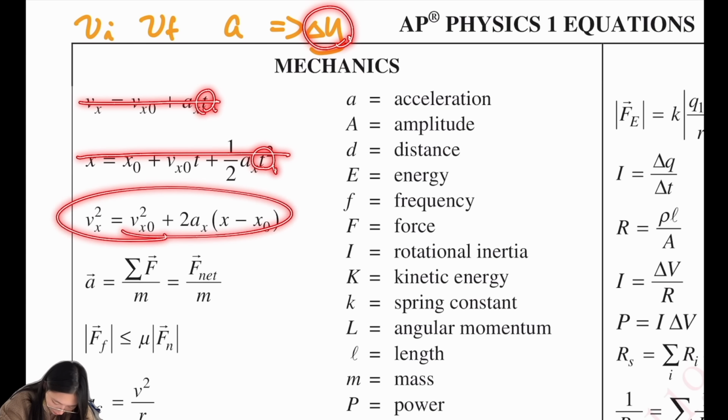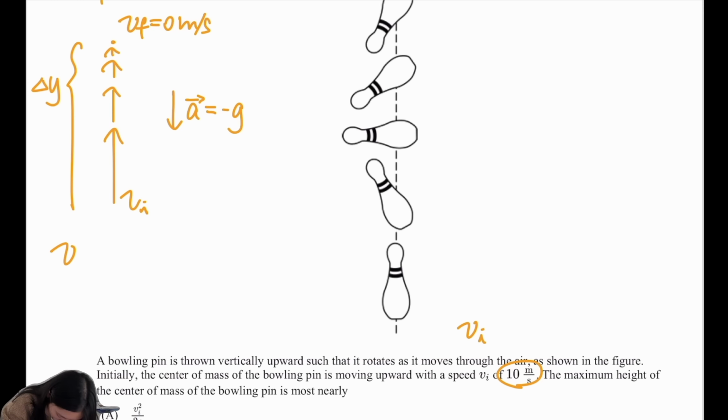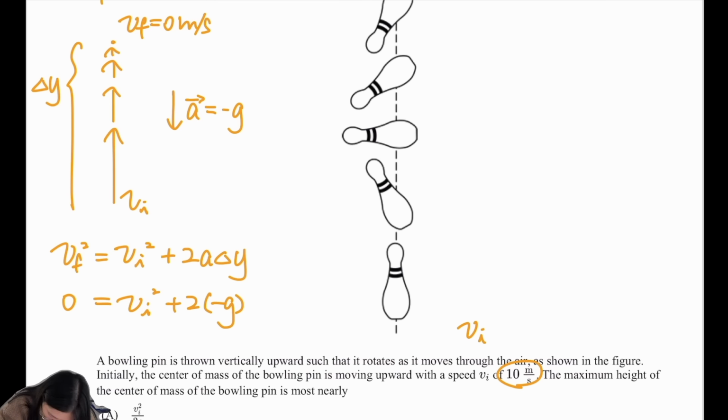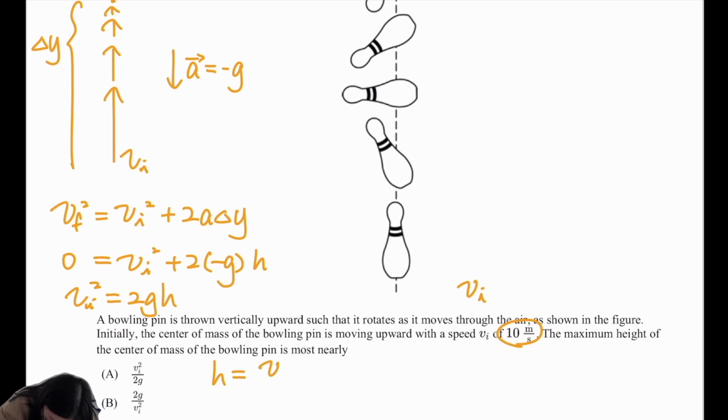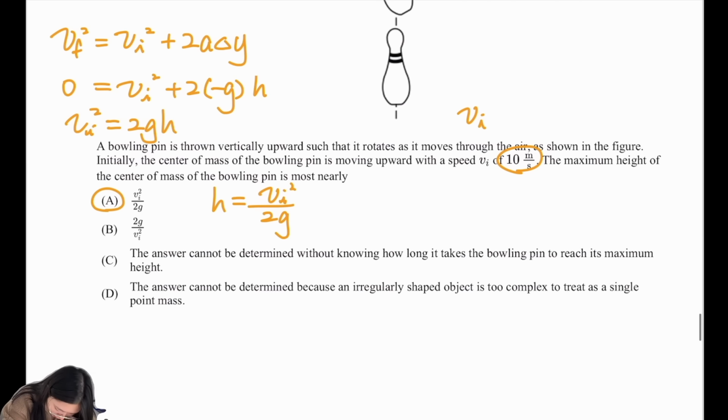So I'm going to choose equation 3, which states that v final squared is equal to v initial squared plus 2 times a times delta y. So 0 is equal to v initial squared plus 2 times negative g multiplied by the height h. Then v initial squared is equal to 2gh. Then h is equal to v initial squared divided by 2g, which is a.